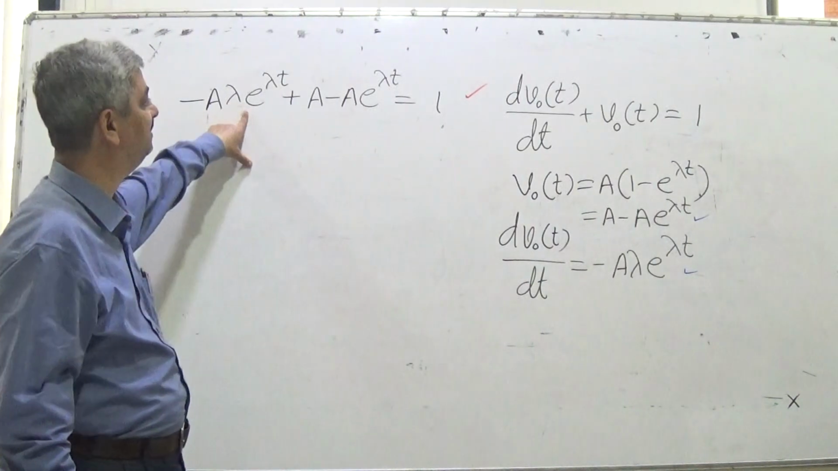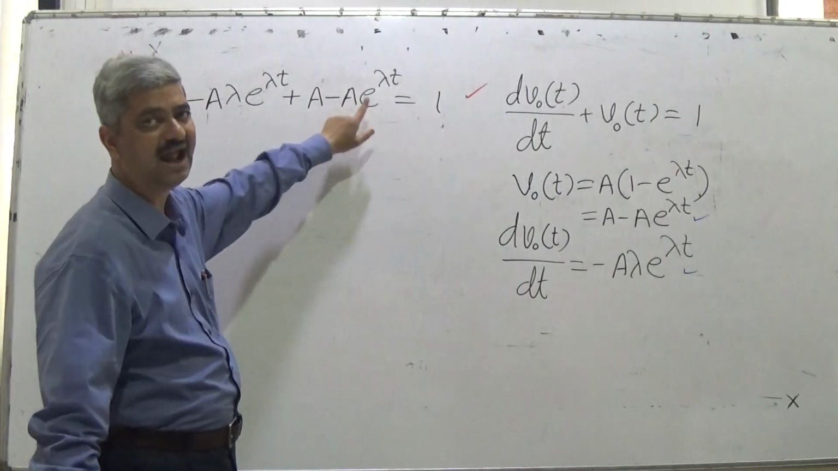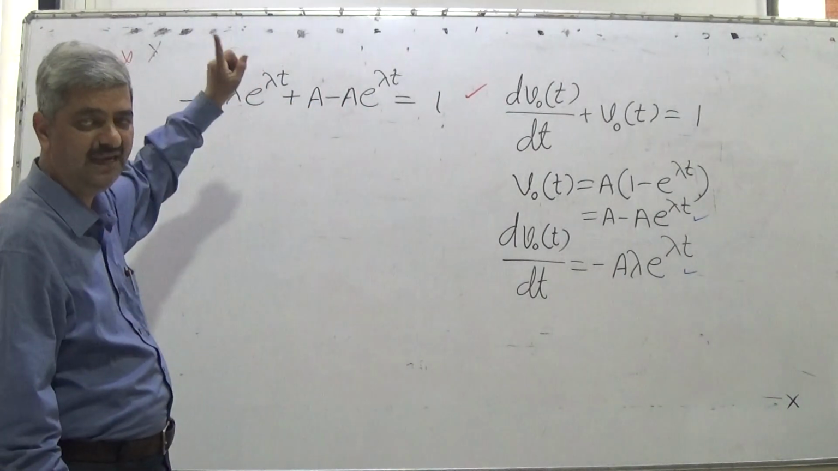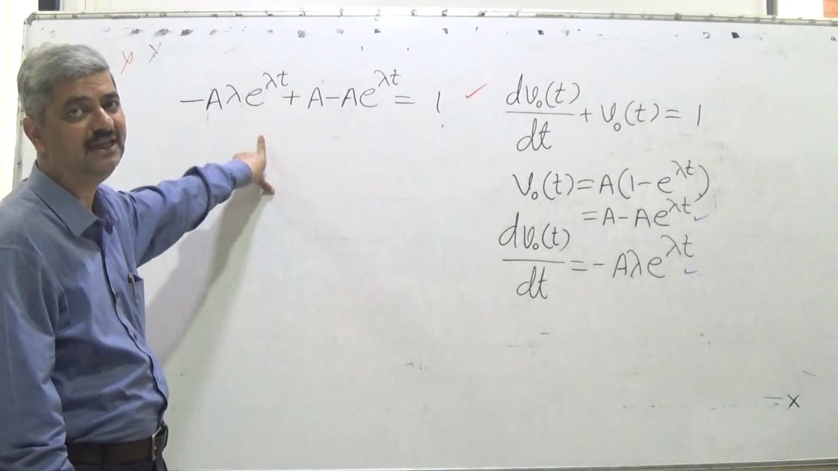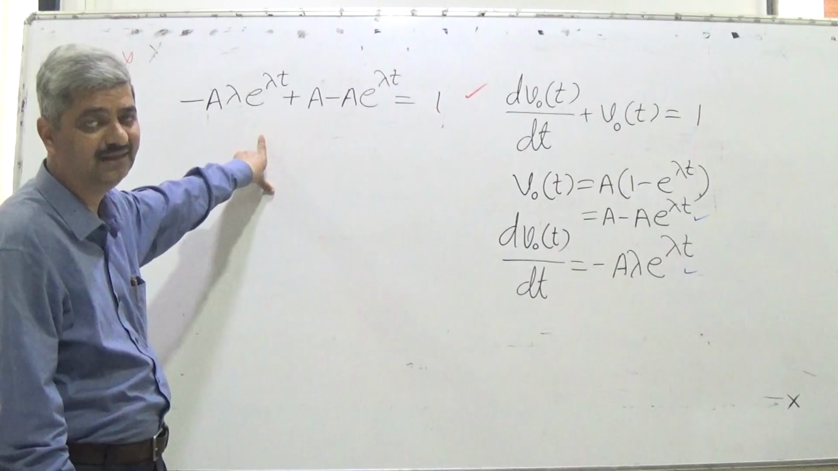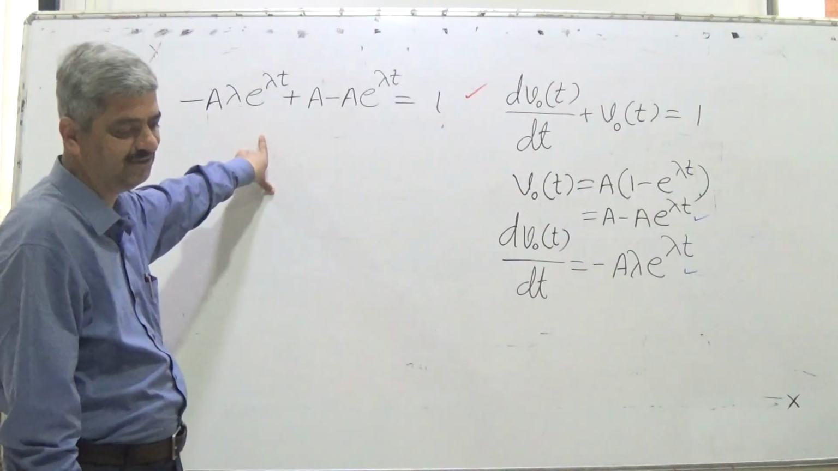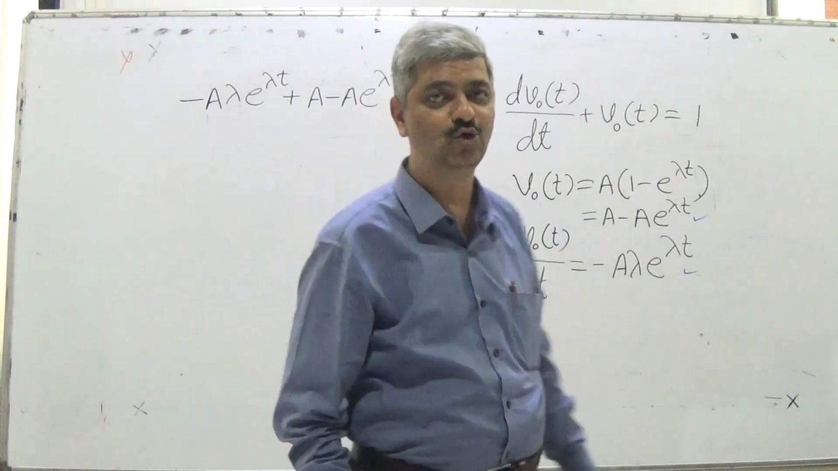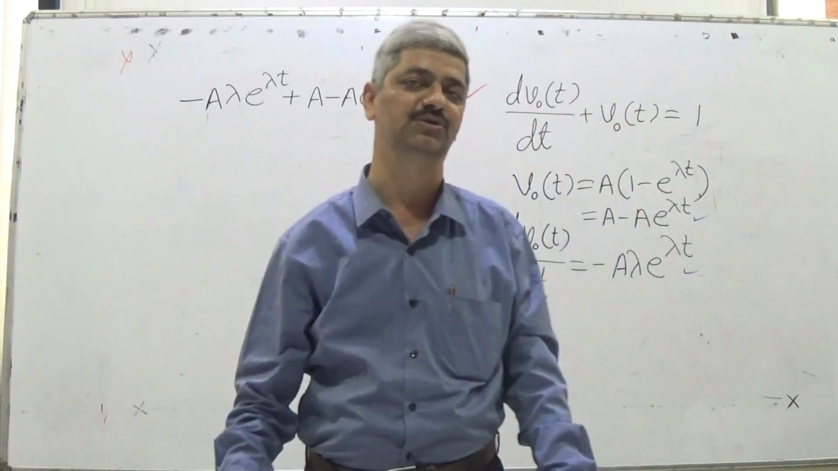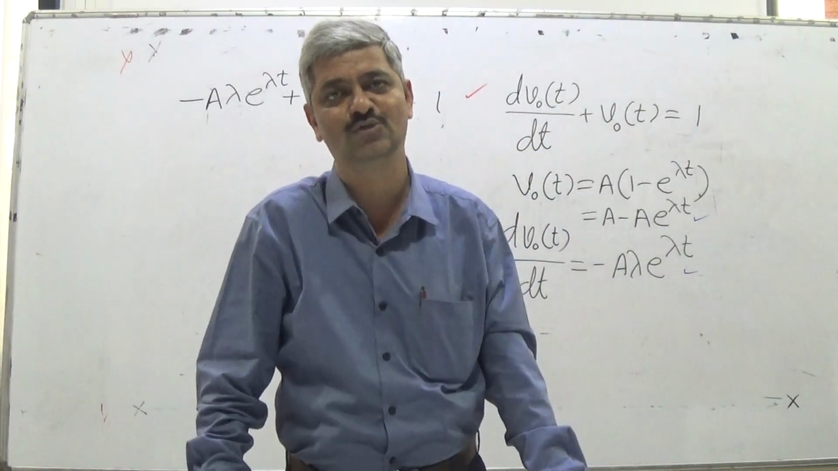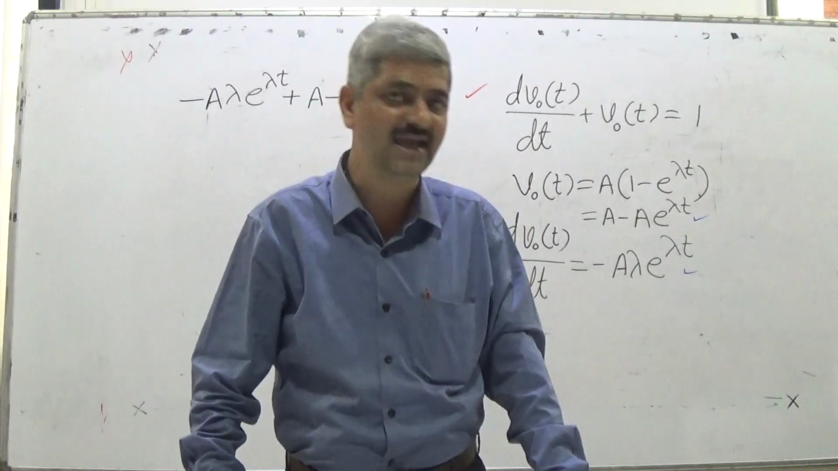Such an equation, which consists of e raised to lambda t terms and other terms, is true if and only if coefficients of e raised to lambda t are equal and coefficients of other terms are equal. म्हणजे ह्या इक्वेशन मध्ये दोन इक्वेशन अंतर्भूत आहेत. हे इक्वेशन कधी सॅटिस्फाय होतं जर e रेस टू लॅम्बडा t चे कोएफिशियंट दोन्ही बाजूचे इक्वल असतील आणि e रेस टू लॅम्बडा t नाही असे इक्वल असतील.